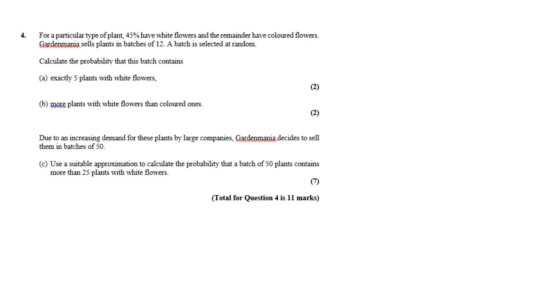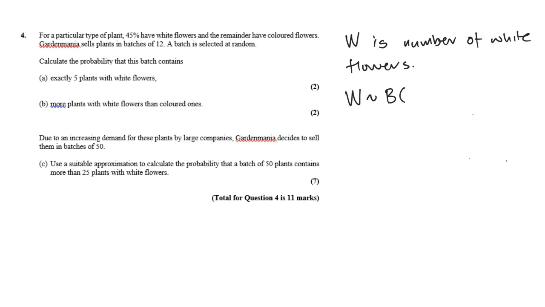For a particular plant, 45% have white flowers. So I'm going to let W be the number of white flowers. And W can be modeled using a binomial. W can be modeled as a binomial with 12 in the sample, and that's the number of things, and a probability of success of 0.45.